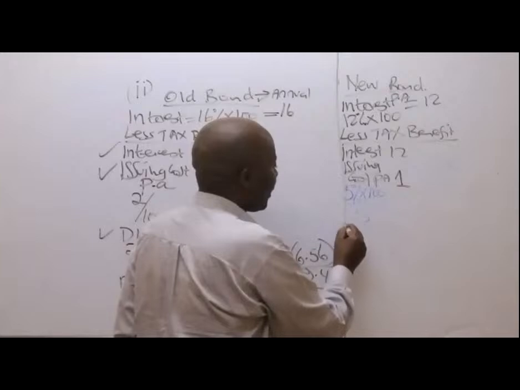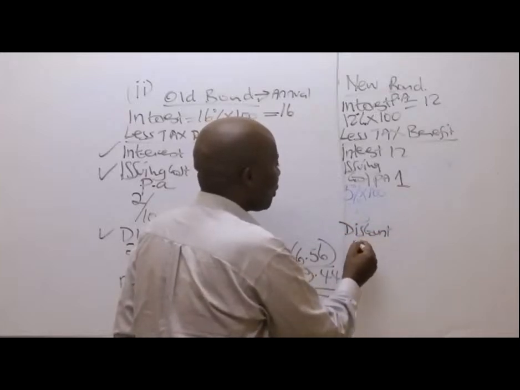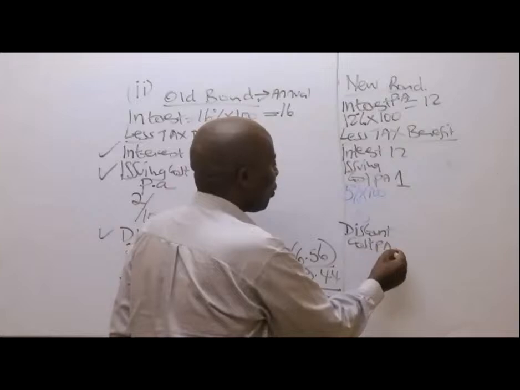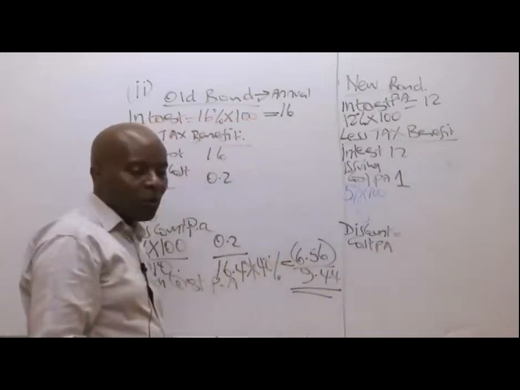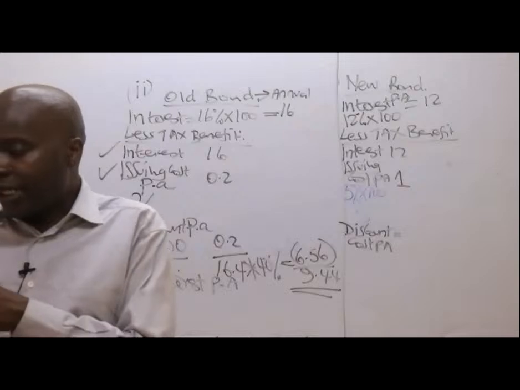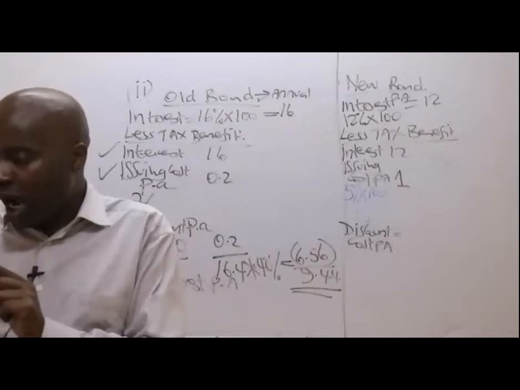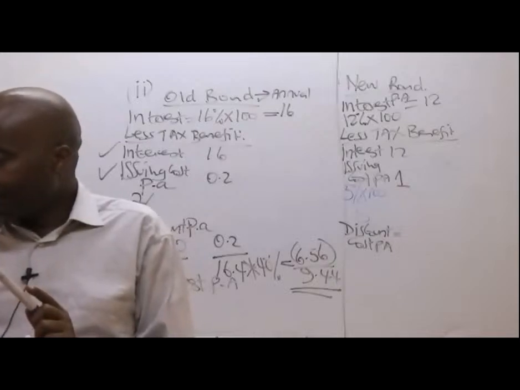Apart from that, kindly give me the discounting cost per annum for the new bond. I can see 0.6 throughout. Only one student, Maalim, has 0.4. I don't know how he got the 0.4.